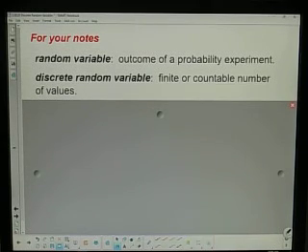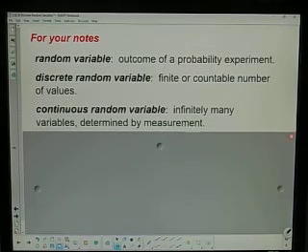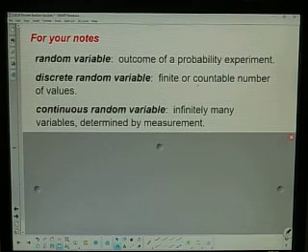Discrete random variable, finite or countable number of values. And I'm kind of going quickly on this because you can always just pause the video if you want to write some of this down, of course. And then a continuous random variable is infinitely many values determined by measurement. If you remember, we've already talked in the past, something that's discrete is countable, okay? How many students in a class? 15, I can count them.